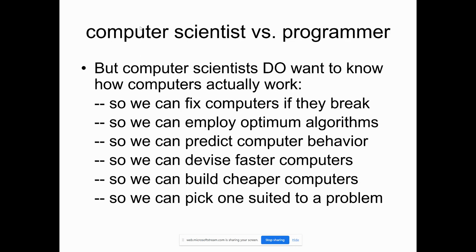Here I want to talk about computer scientists versus programmers. Computer scientists want to know how computers actually work so we can fix computers if they break, so we can employ optimum algorithms, so we can predict computer behavior, so we can devise faster computers, we can build cheaper computers, and we can pick one suited to a problem.